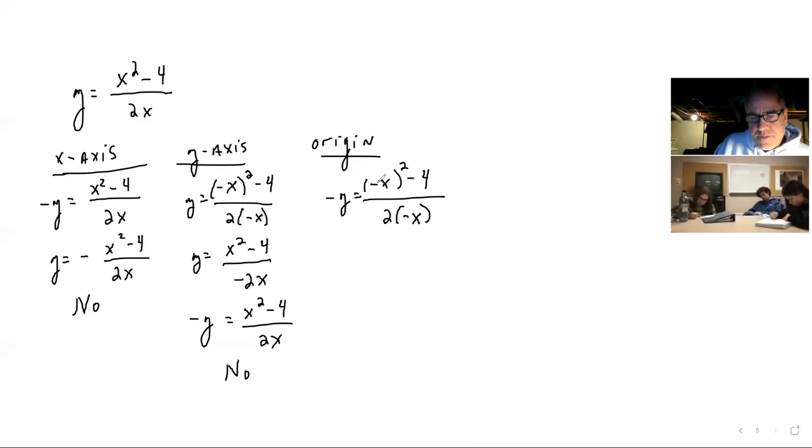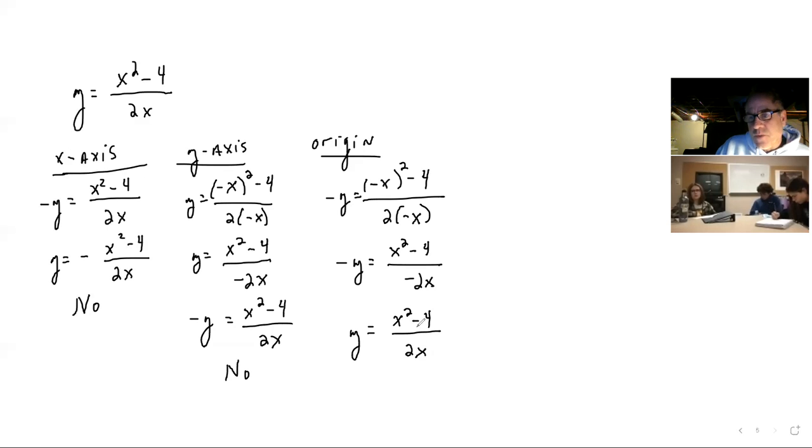Now, in this case, again, that negative squares out. And I could multiply both sides. So I'm going to go ahead and do this in 2 steps. I've got x squared minus 4 up top. I've got negative 2x here. I could multiply both sides by -1, which would give me y equals x squared minus 4 over 2x, which is what I originally started with. So I was able to put in opposite of x and opposite of y and get back to what I originally started with. So yes, this graph would have symmetry to the origin.